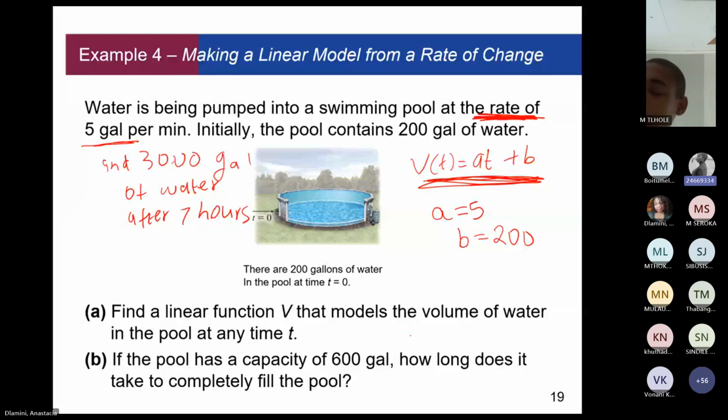Since we are given that there are 200 gallons of water in the pool at time t equals 0, our V is going to be 200 equals A times 0 plus B. Then we can solve for B and we find that B is 200.